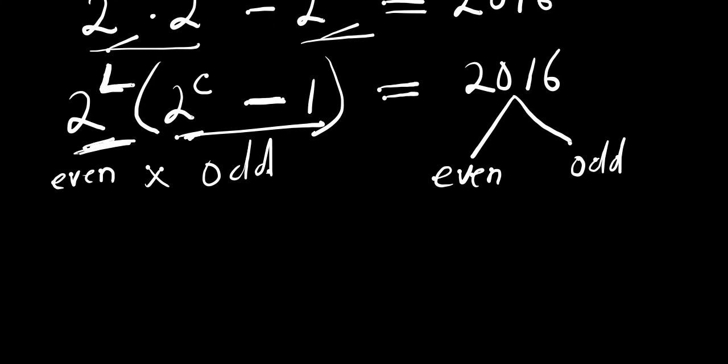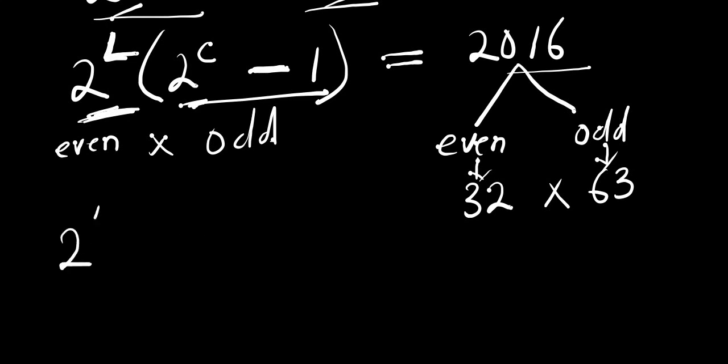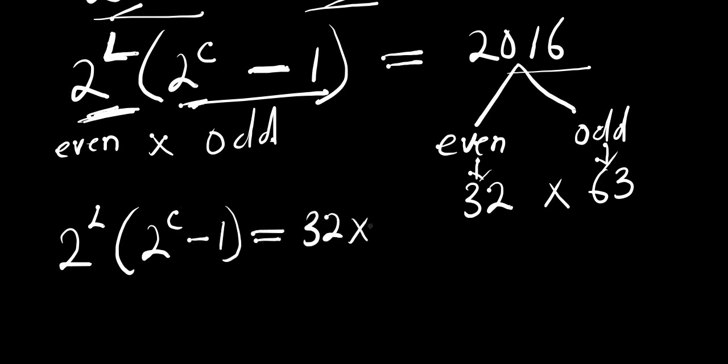So what we can do is have the two numbers that if you multiply, we are going to have 2016, which is simply 32 times 63. 32 here is even and 63 here is odd. So that means we are going to have 2 power L into 2 power c minus 1 equals 32 times 63.